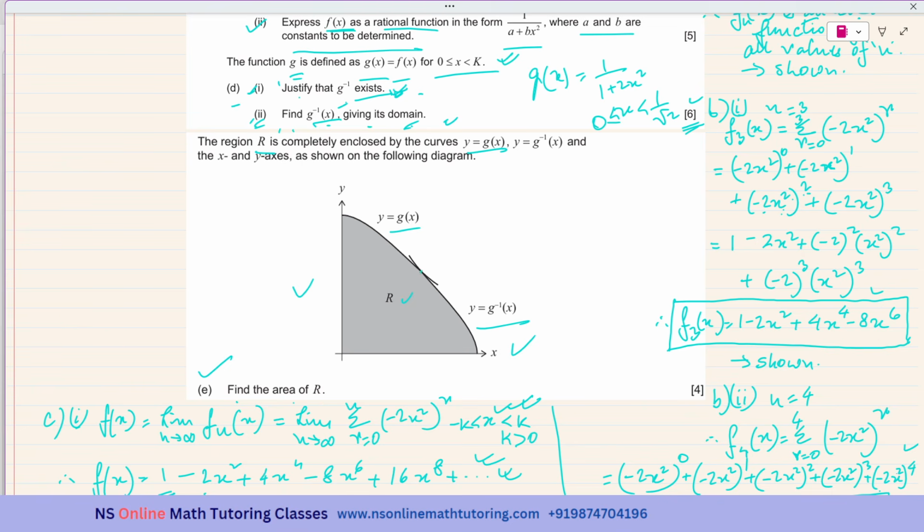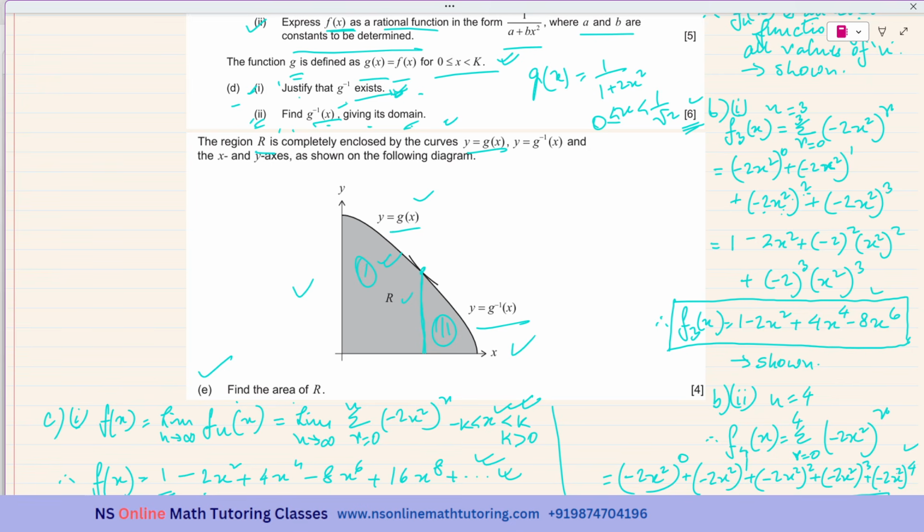And we are seeing that this is the point where y equals g of x and y equals g inverse of x are intersecting. So we can divide this entire region R into two subparts. One will be this one and one will be this one, because for region 1, we will be using the y equals g of x expression and finding the area. This one is between y equals g of x, the x-axis and the y-axis.